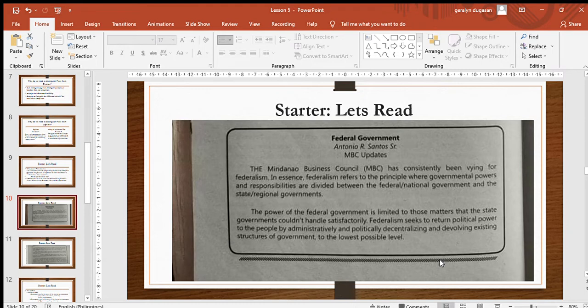So, this is the article written by Antonio R. Santos Sr., Federal Government.